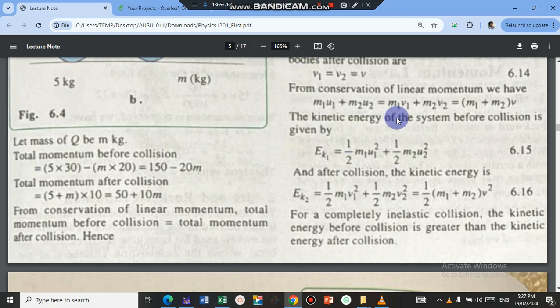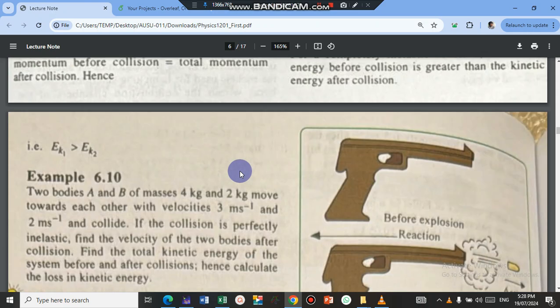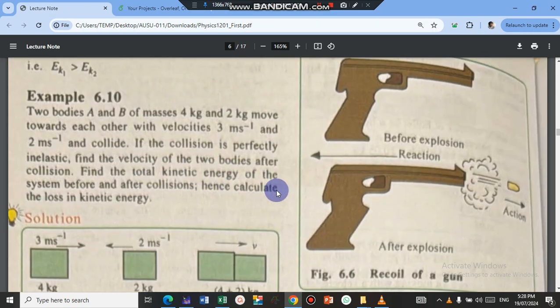Remember this formula. You are going to use this to get the total kinetic energy before collision, and then you use this to get the total kinetic energy after collision. Not only that, they also say that hence calculate the loss in kinetic energy. Remember that total kinetic energy before collision is greater than the total kinetic energy after collision, so the loss will be initial total minus final total.